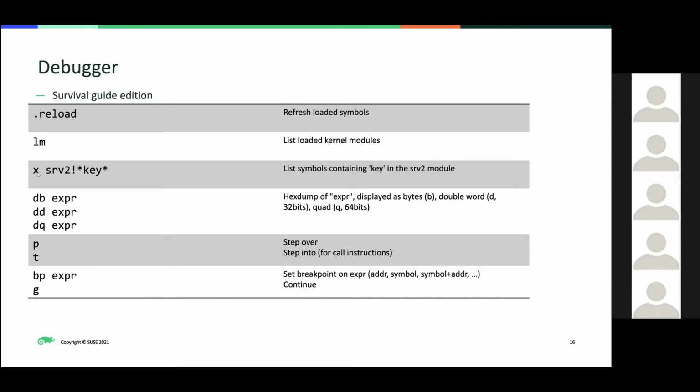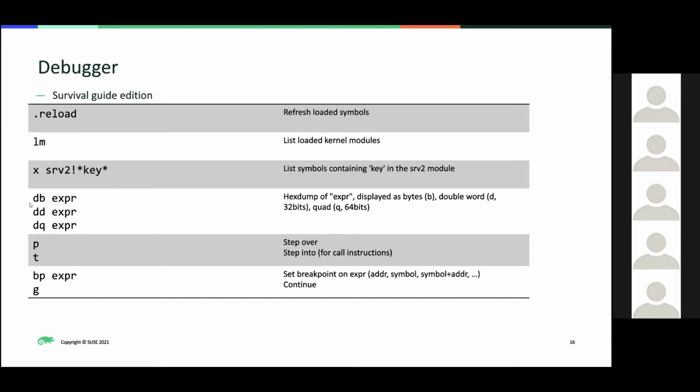The x command is to examine. You can give wildcard expressions there. In the Windows world, the exclamation mark is used to separate the module name, srv2, from the symbol name it resides in. So for example, this will list all the symbols containing key in the srv2 module.